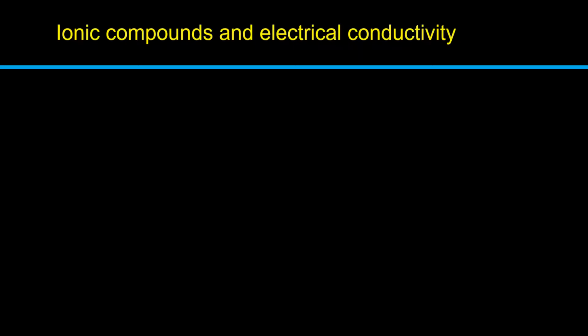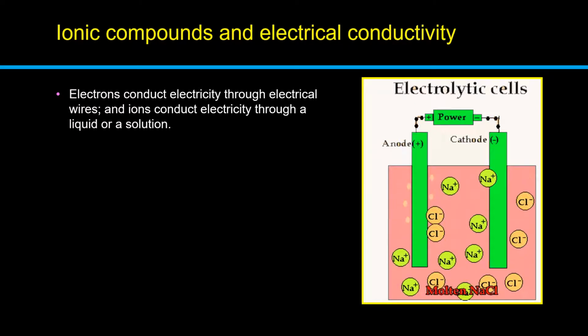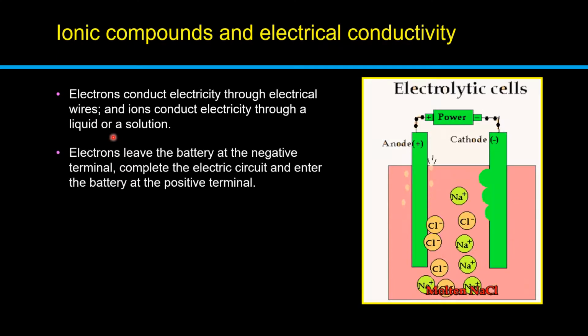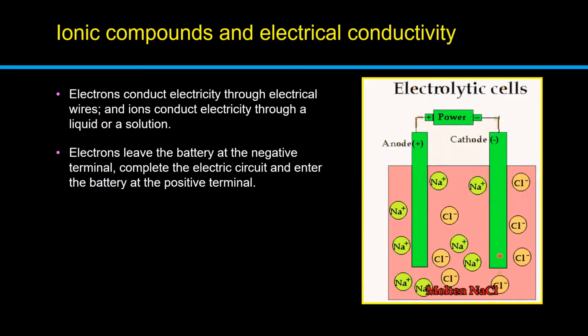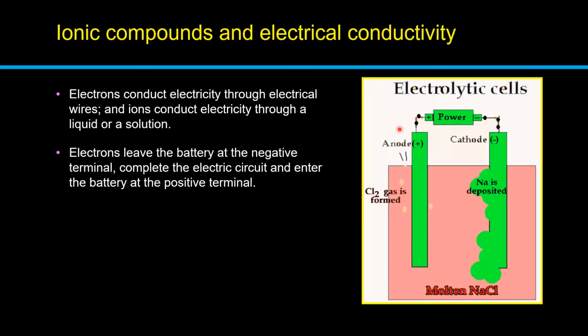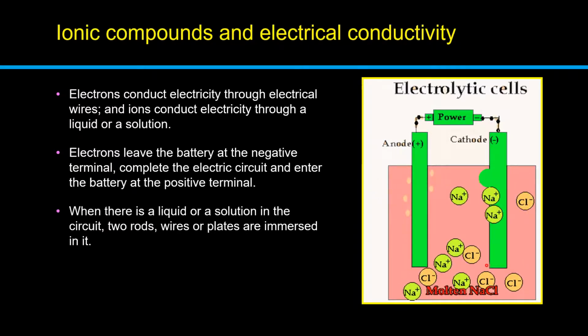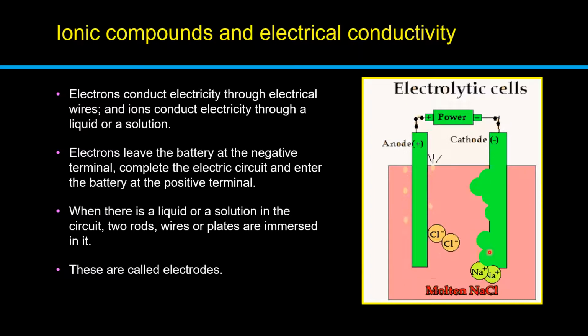Children, we have the basic understanding of electrical conductivity. Electrons conduct electricity through an electrical wire and ions conduct electricity through a liquid or a solution. Electrons leave the battery at the negative terminal, complete the electric circuit and enter the battery at the positive terminal. When there is a liquid or a solution in the circuit, 2 rods, wires or plates are immersed in it. These are called electrodes.